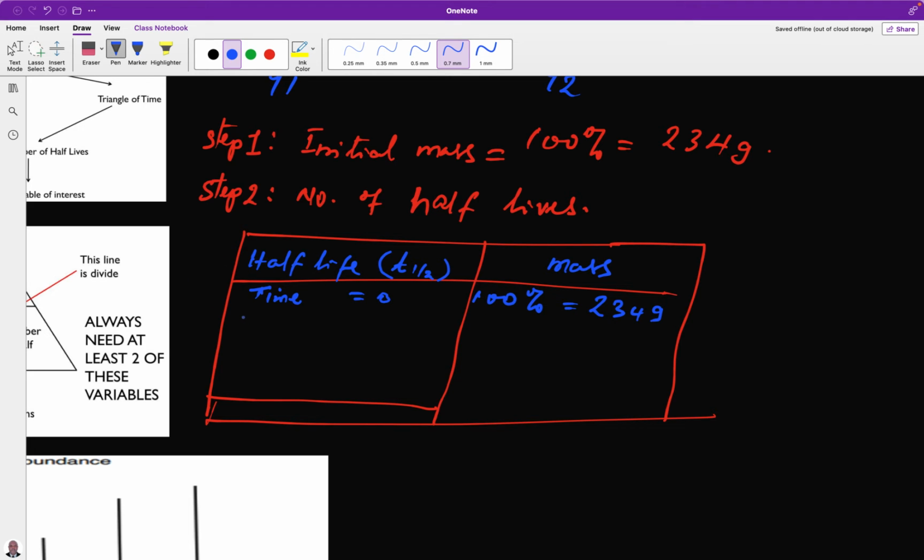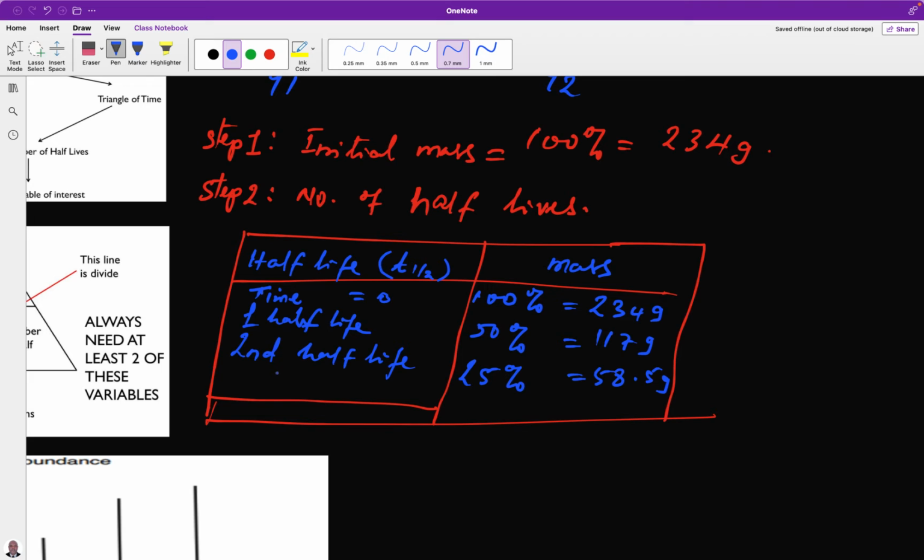The first half-life, this will be halved. That is 50%, and that will be equal to what? That is 117. Then second half-life, this will now half again. That is 25%. And 25% of this is what? Is 58.5.